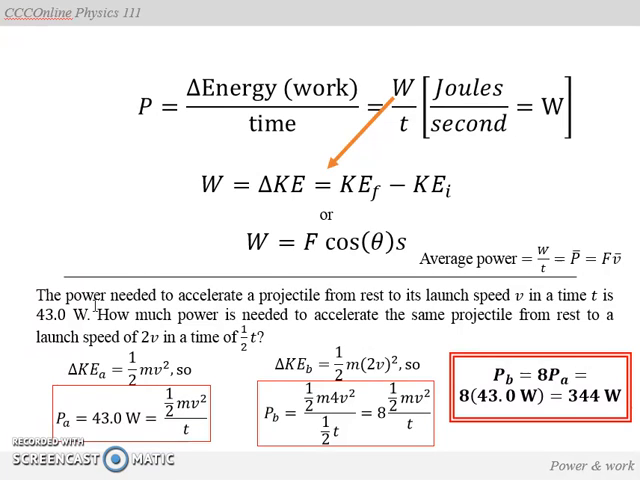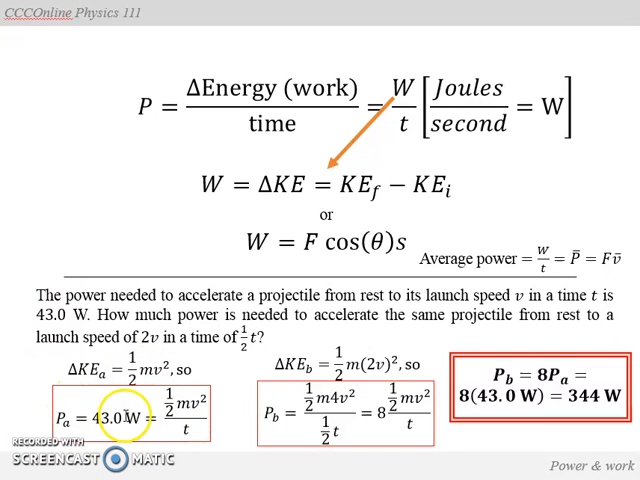In order to complete this, we have to think about how we can relate energy, or change in energy, and power. We can do this with our delta KE, the change in kinetic energy. The change in kinetic energy for the first projectile, which we will label as A, is from rest, so the initial kinetic energy is 0, and the final kinetic energy is 1/2 mv squared, where v is the velocity. If we want to find how much power is required to get it to this kinetic energy, we divide by t. That's what this lower equation is.